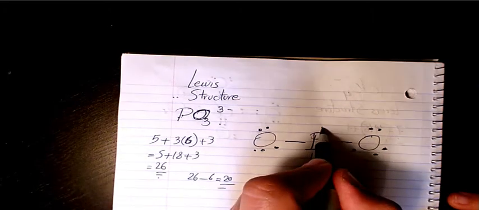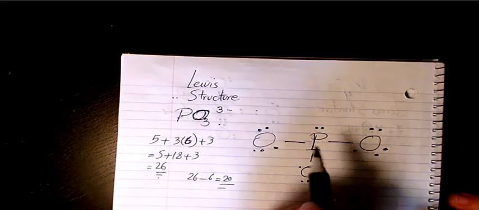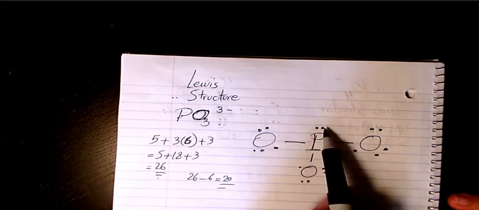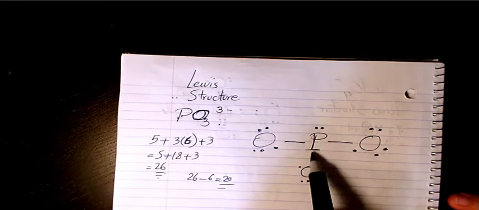And also we have 2 electrons for the lone pair here because phosphorus is 5. So 2, 3, 4, 5.